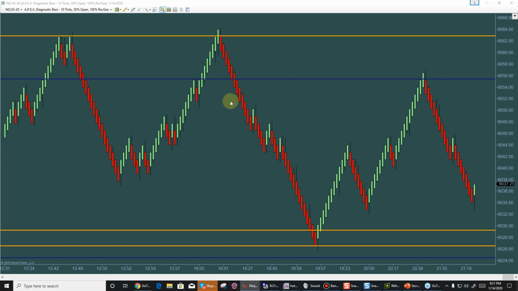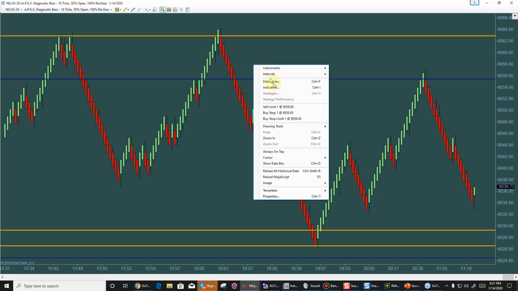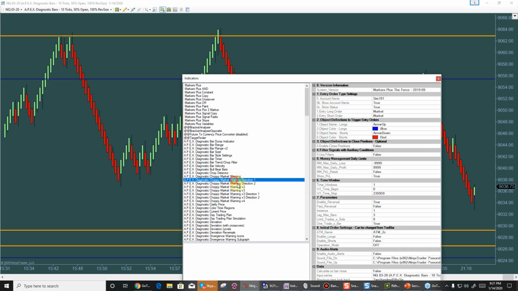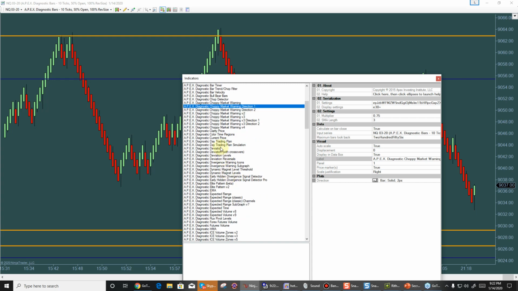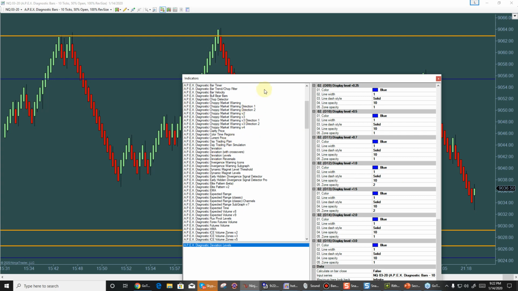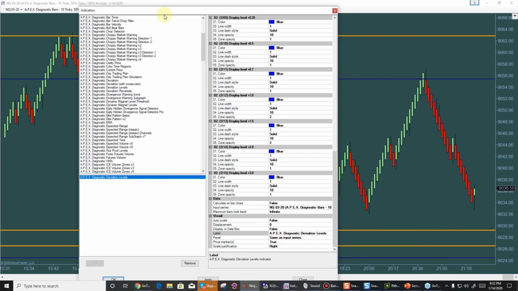That's the ones we make from the 10-minute chart. Okay? So now, speaking of lines, I'm going to add some more lines on here. We're going to go to deviation levels.